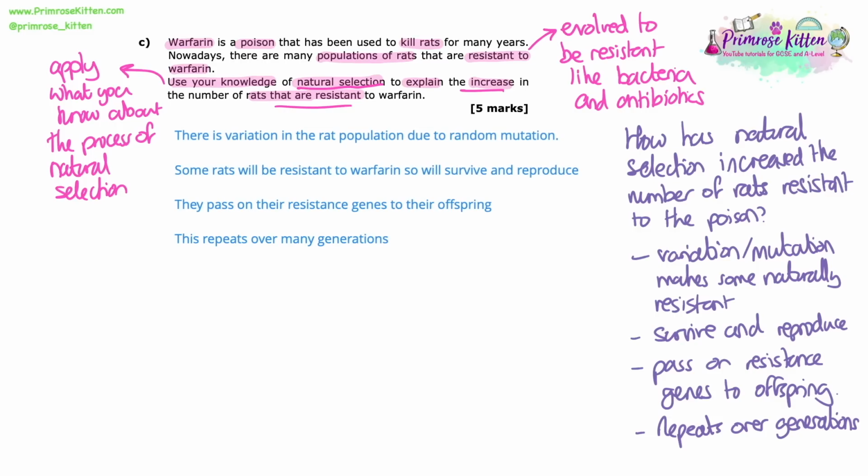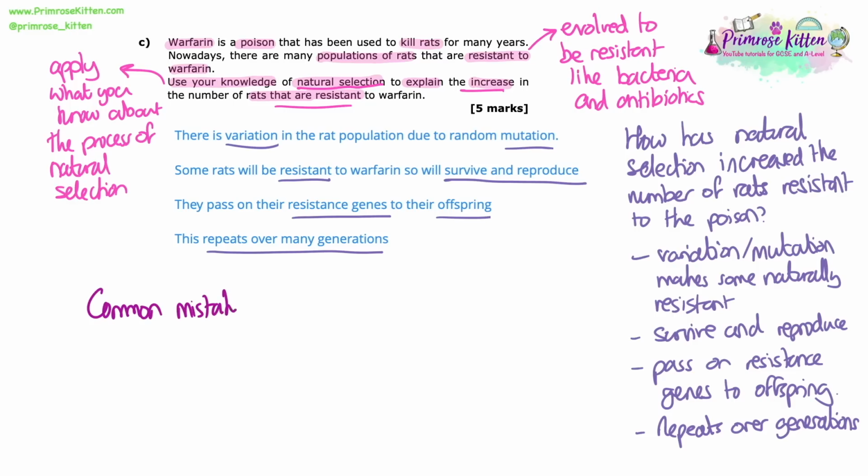Okay, so that's it. I've written 4 sentences for a 5-mark question, but I've got in every single thing that we need to say there to get the keywords and make the point. So we've got the word variation in there, which is the result of mutation. We've said that some rats will be resistant and they'll survive and reproduce. That phrase is really important. They pass on their resistance genes or DNA, or you've got other options for how to say that in the mark scheme, to their offspring, and that repeats over many generations. That's it. There's the main points here.